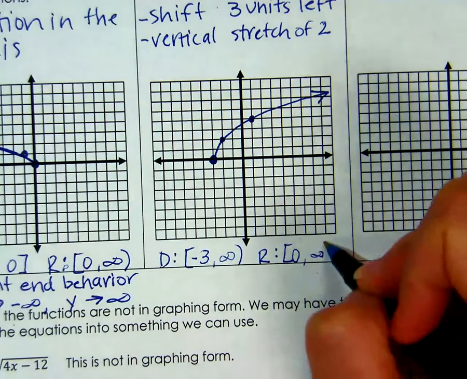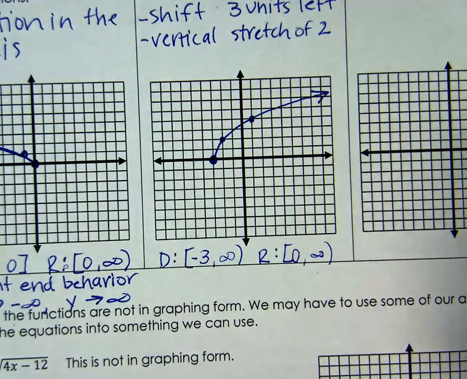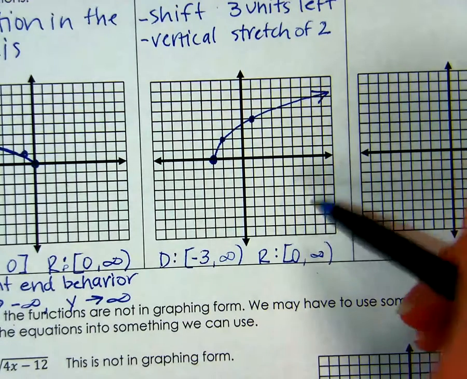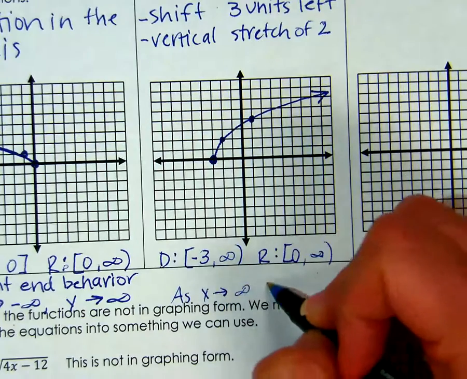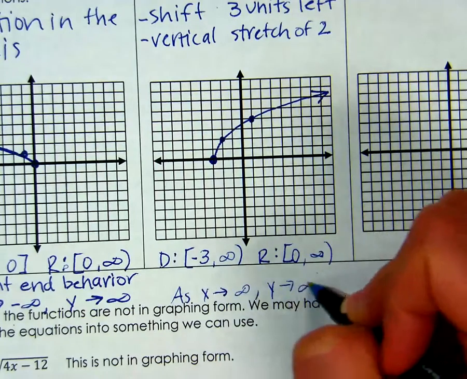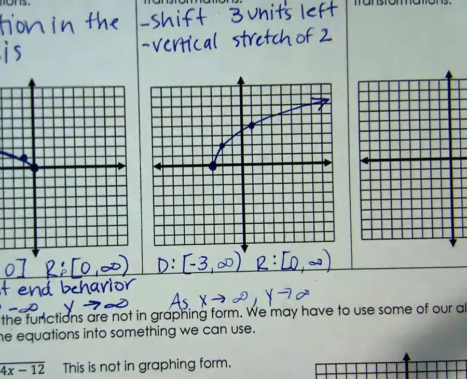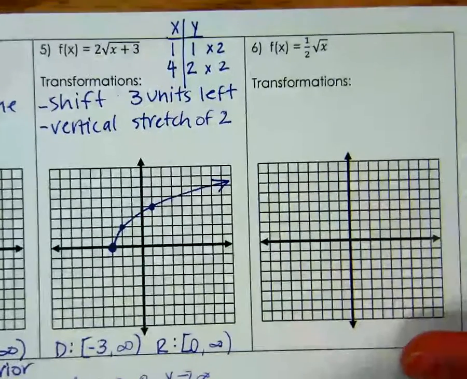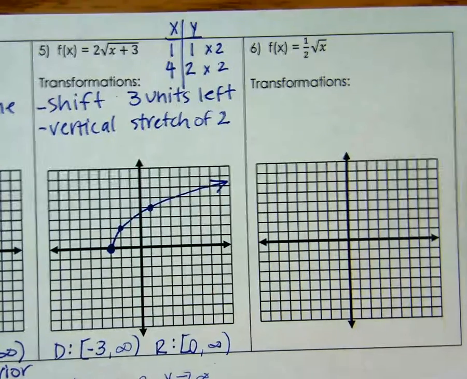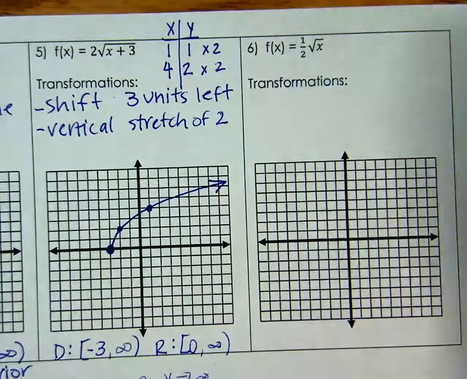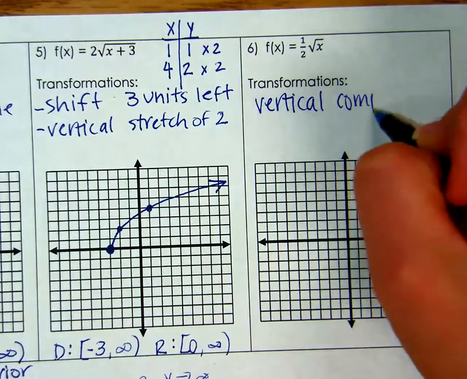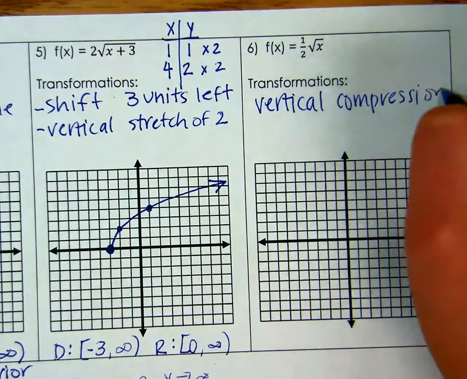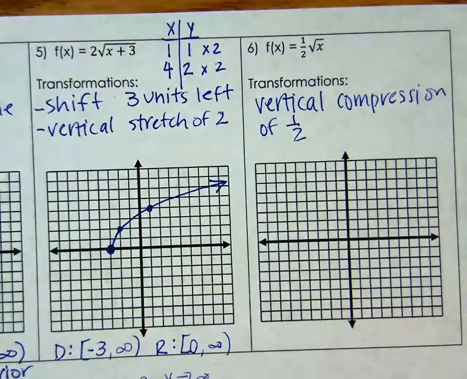Again, there's no left end behavior. And as x approaches infinity, y also approaches infinity. We got one more kind of similar. This one's going to have the factor up front. This is going to be a vertical compression of 1/2. So it means it's going to be half as far from the x-axis.